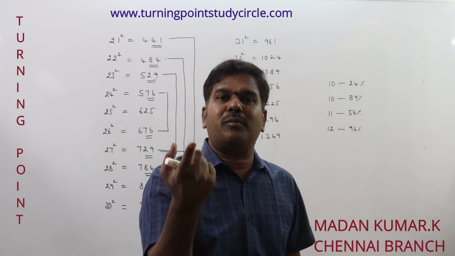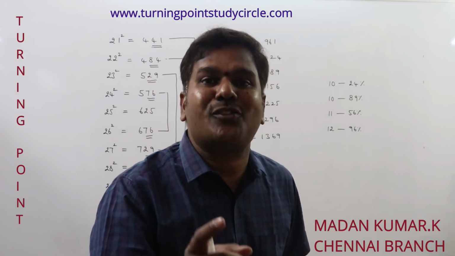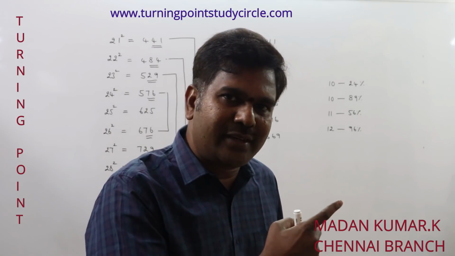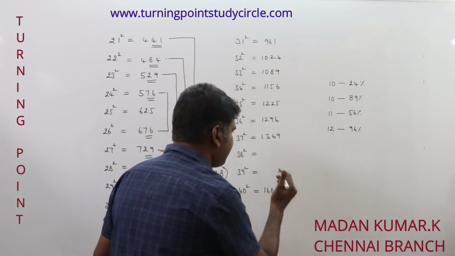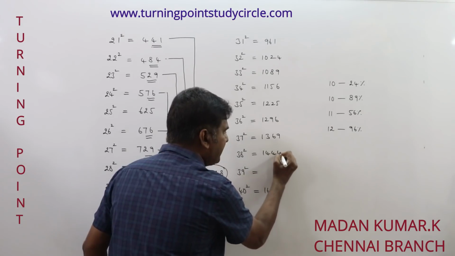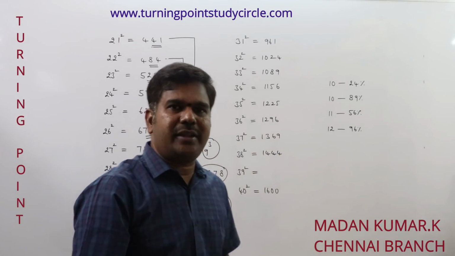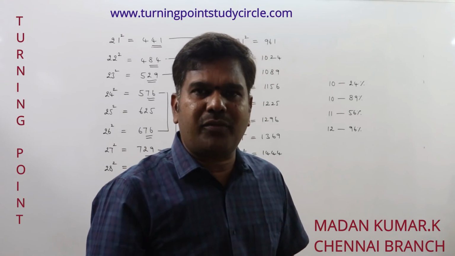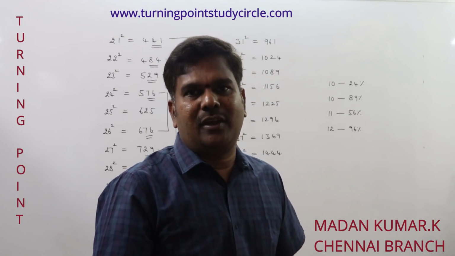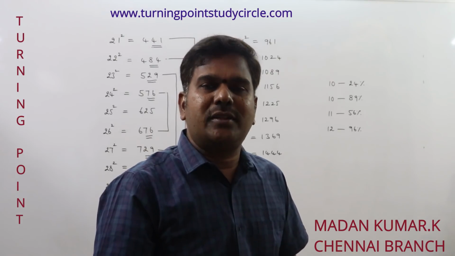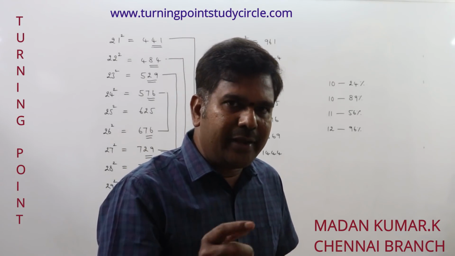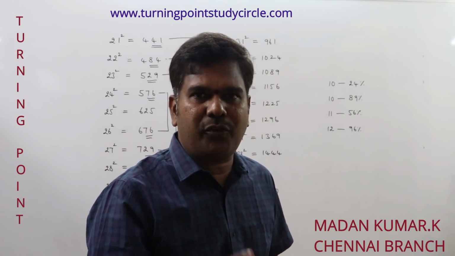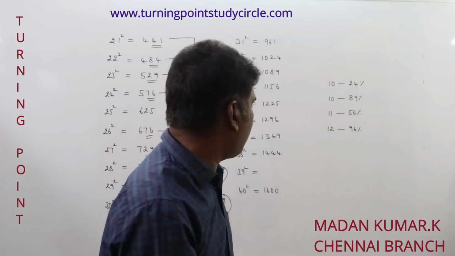38 square: 12 square is how much? 144. So 38 square is 1444, exactly. A fancy number. Never forget 38 square, 1444. 12 square is 144. What are the other 144s we discussed? 24 into 6 is 144, 36 into 4 is 144. In tables, 16 9s are 144, 18 8s are 144.